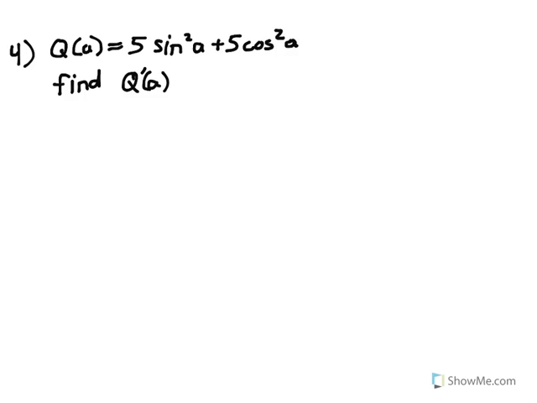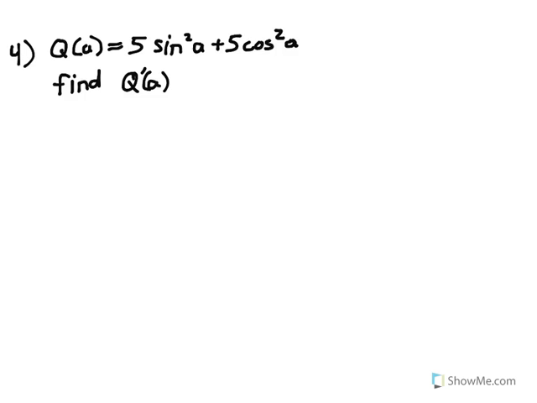Okay, so let's say we're given this function, q of a is equal to 5 times sine squared a plus 5 times cosine squared of a. Find q prime of a. Notice that I'm using slightly different notation for the derivative than I did in my last presentation, and the reason I'm doing this is just to get you familiar with the various different notations in calculus.